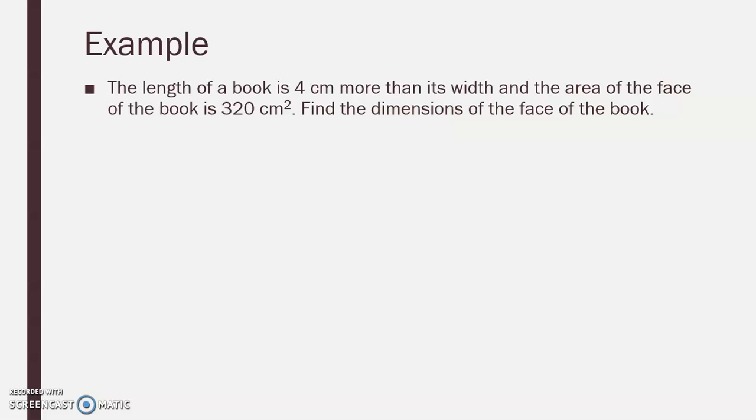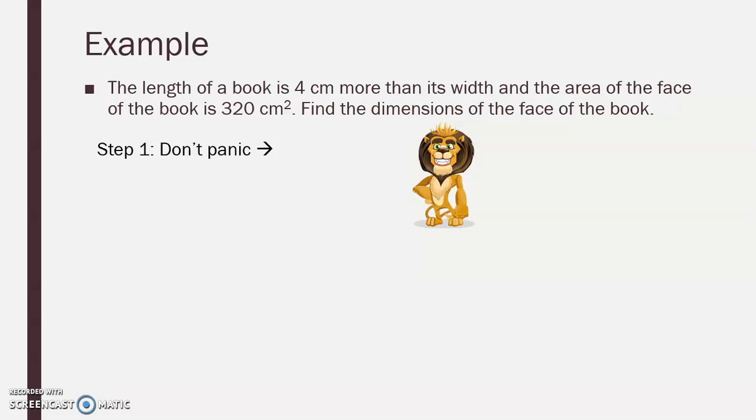The length of a book is 4 centimeters more than its width, and the area of the face is 320 centimeters squared. Find the dimensions of the face of the book. Now, let's see. First of all, do not panic. So you should feel like you're a lion. Okay. Roaring in the forest.